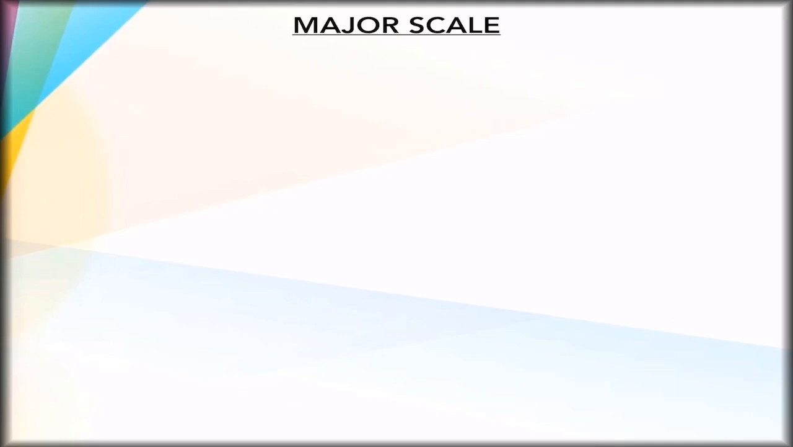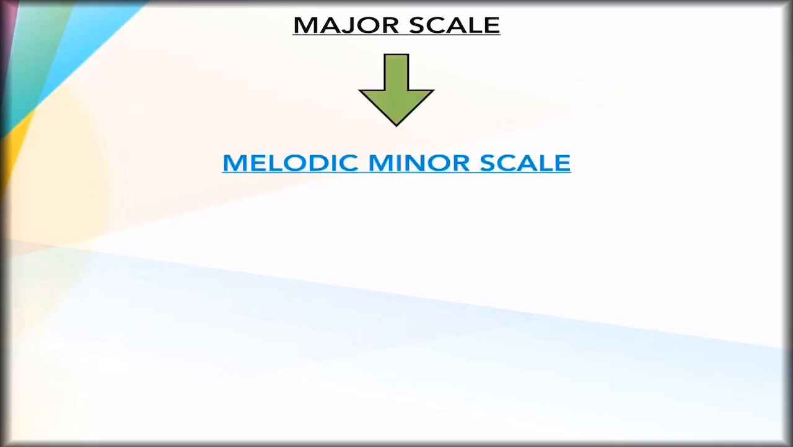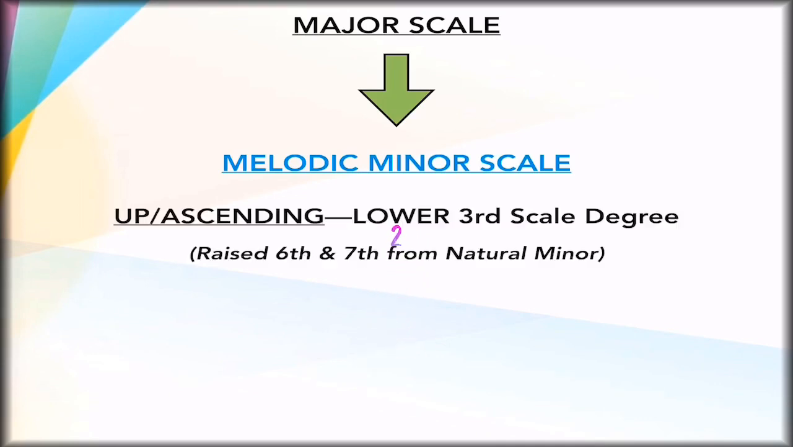Now, let's convert a major scale into a melodic minor scale. To do so, we have to follow two different patterns. When we go up or ascend, we're going to lower only the third scale degree. If you compare that to the natural minor, the sixth and seventh are raised from the natural minor. We only lower the third scale degree when we are going up or ascending.